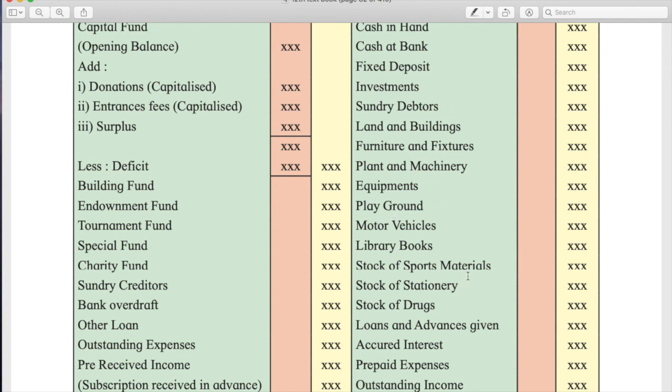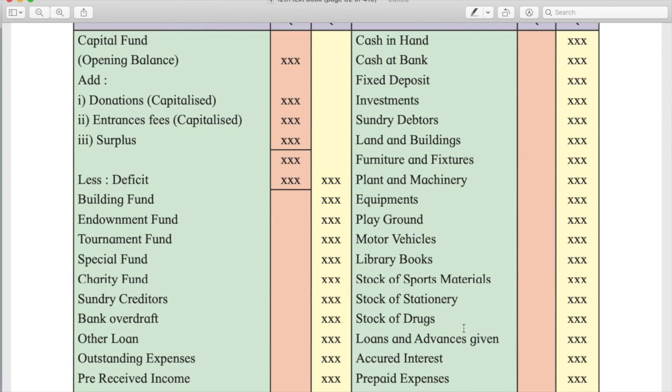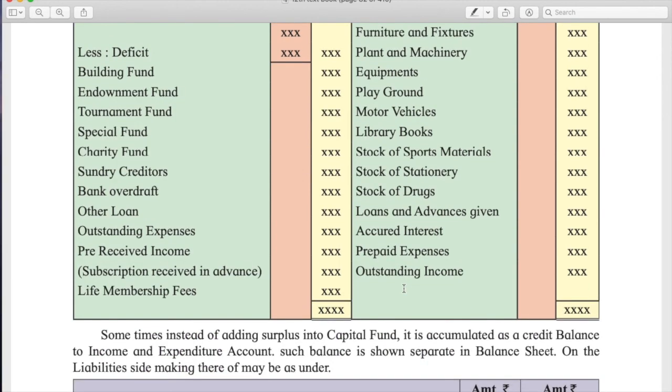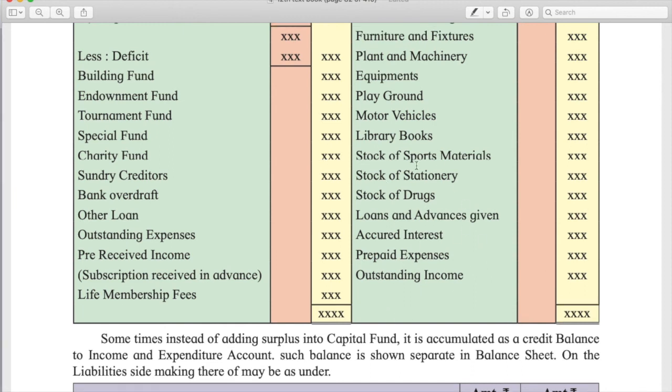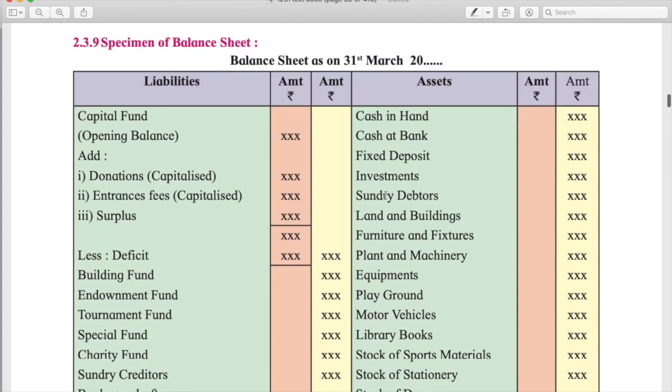Now stock of sports material, stock of stationery, stock of drugs. This all we did just now in the income and expenditure account. This is nothing but a closing stock of sports materials, closing stock of stationery, closing stock of drugs. So if it is a medicine, then stock of drug. Remaining stock has been recorded in the assets. Then loans and advances given, accrued interest, prepaid expenses, outstanding income. This is all we have already done in the partnership final account. So only few parts are new, otherwise rest all items are the same of the balance sheet.